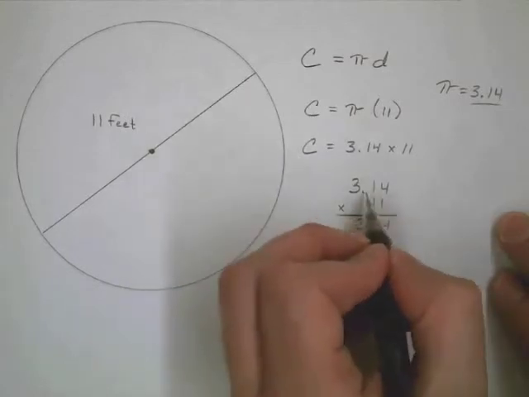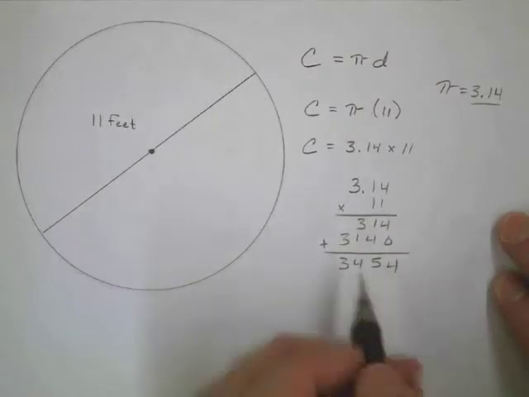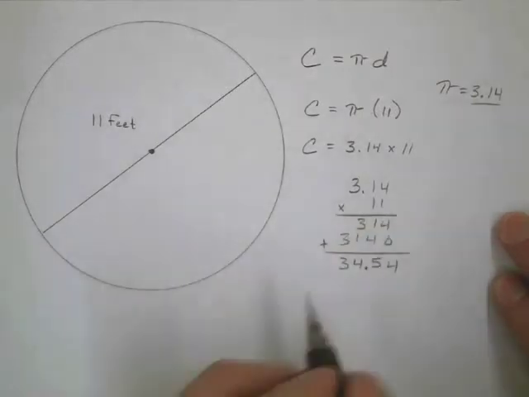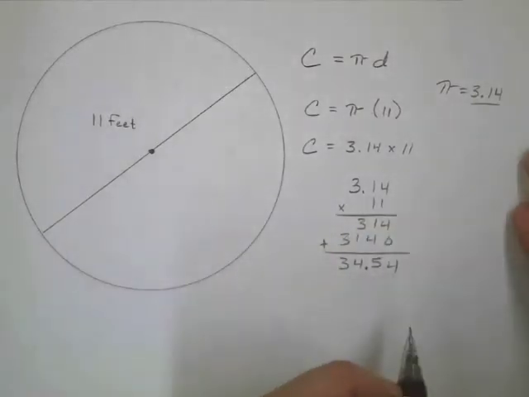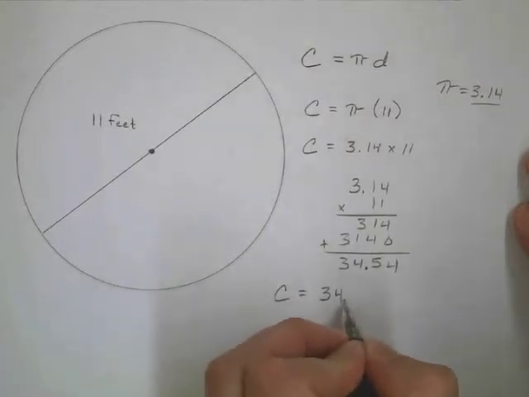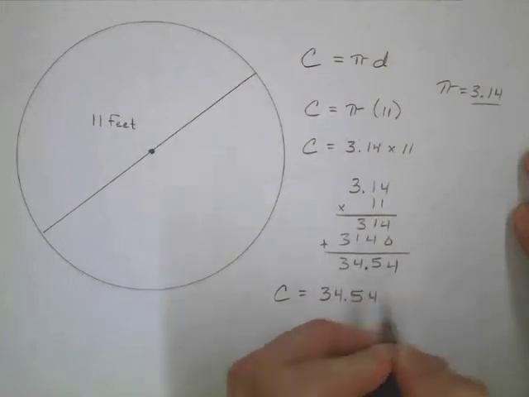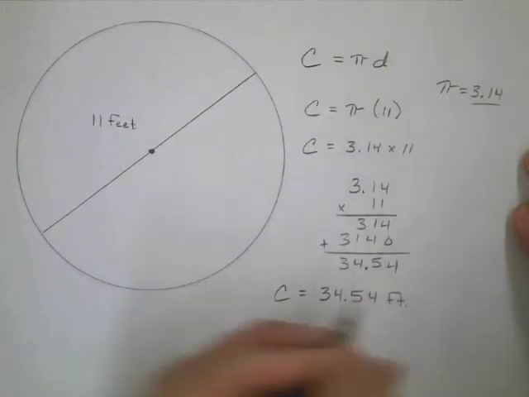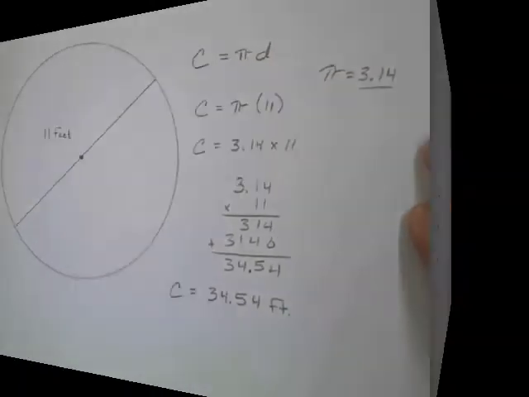I have 2 decimal places in my multiplication, so I have 2 decimal places in my answer. And I come up with 34 54/100ths. And so I can say circumference is 34 54/100ths feet. My units are feet.